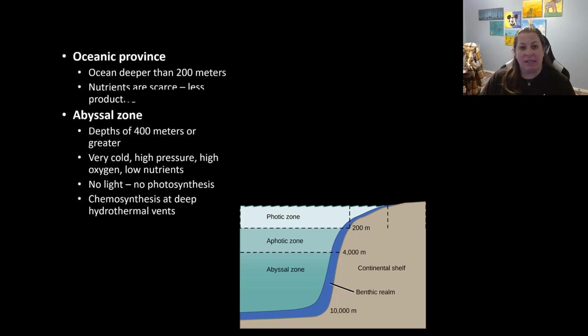The next one is even deeper, and this is the abyssal zone. The abyssal zone is depths of 400 meters or greater. This water tends to be very cold. There tends to also be high pressure, high oxygen, but low nutrients. And a lot of times the nutrients that they do get access to come from volcanic vents. There's no light, so you can't have any photosynthesis present.